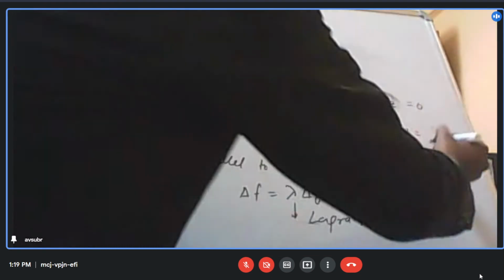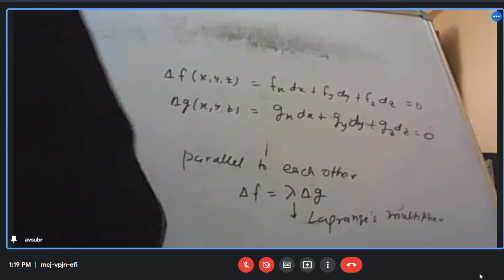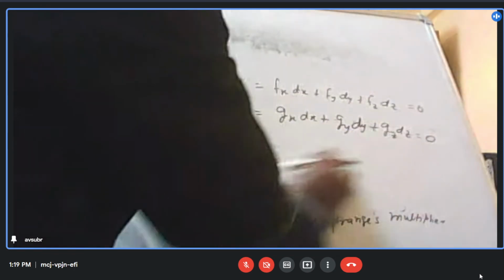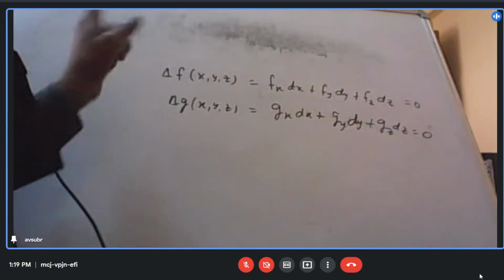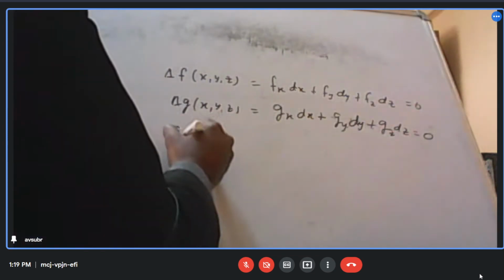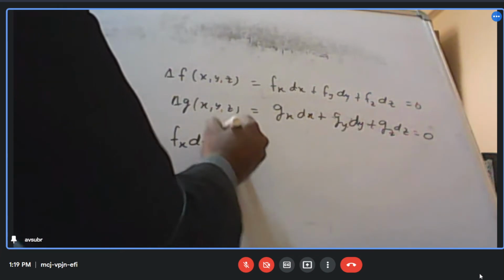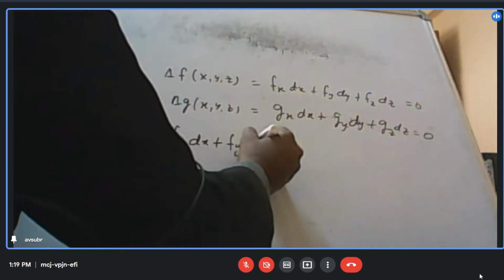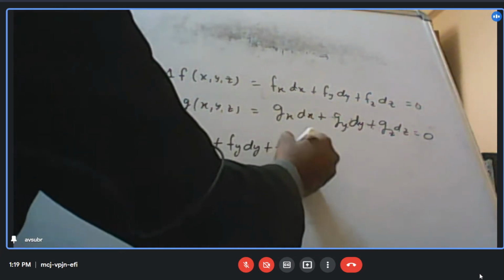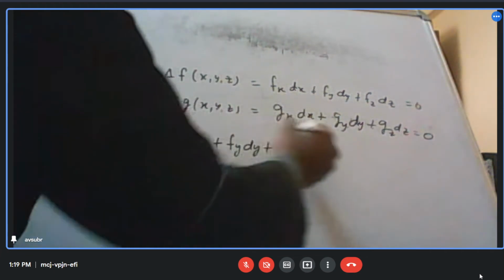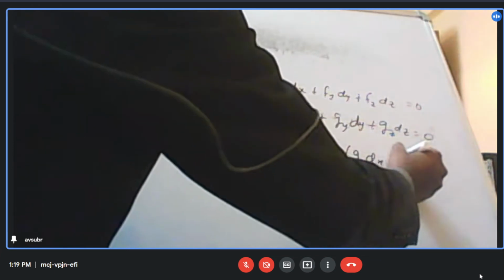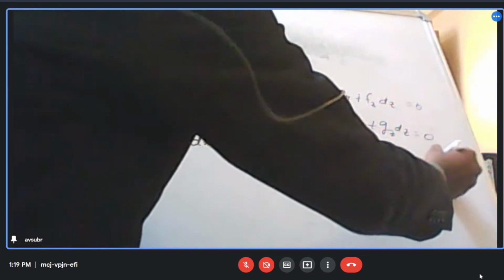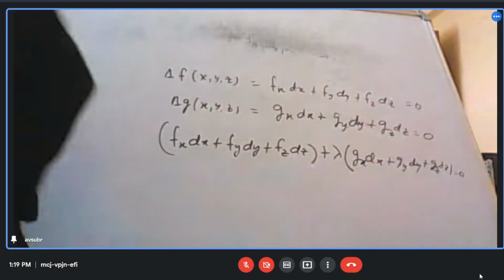Yes, sir. Okay, so this is equal to 0. So it means that delta f plus lambda delta g, so delta f is fx dx plus fy dy plus fz dz, plus lambda into gx dx plus gy dy plus gz dz is equal to 0.